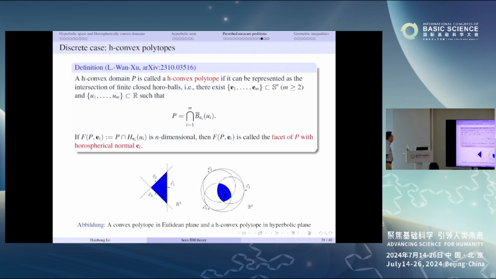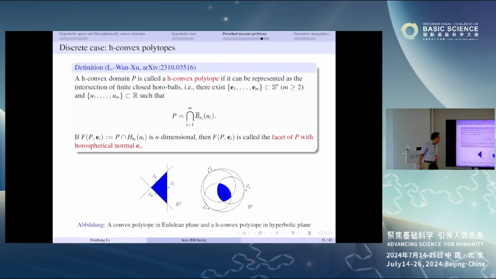Now I will just mention something about the discrete case. In convex geometry there are two parts: one is discrete geometry, the other is the smooth case. The discrete case means studying polytopes, triangles, and some geometry. Here we also propose, and I think maybe this is the first paper to study this geometry, to study h-convex domains, meaning we propose to study h-convex polytopes.